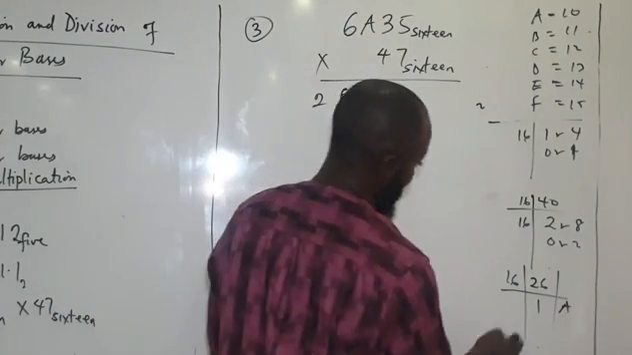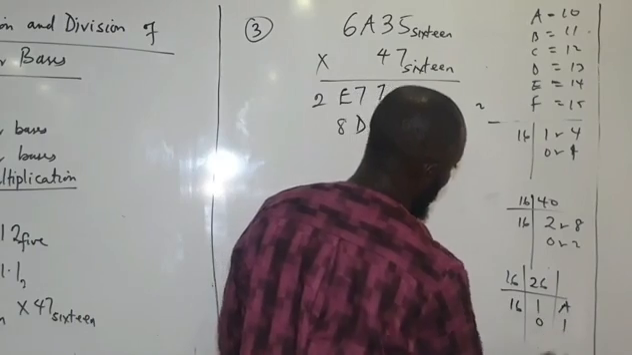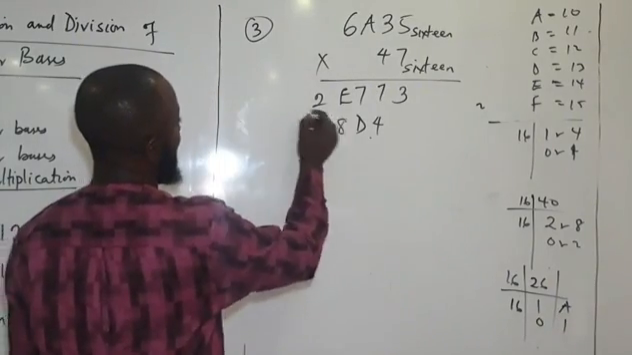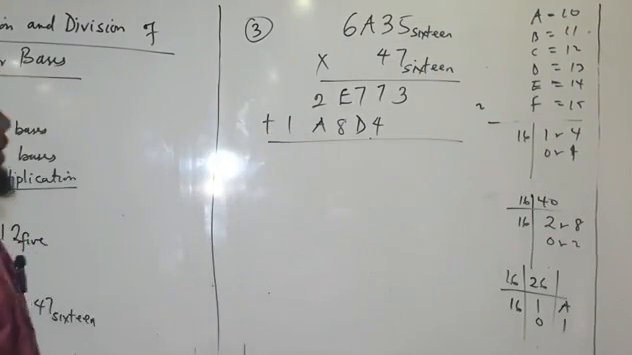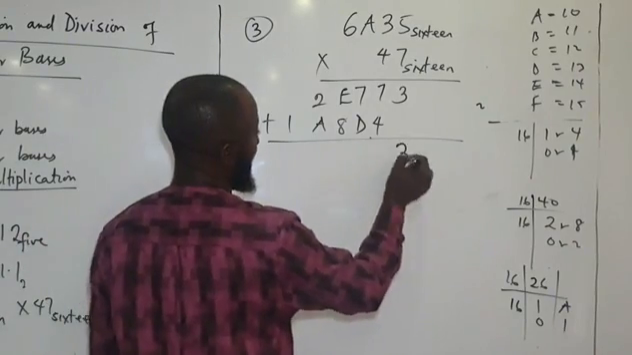Remainder 8, that is 10. Then 16 here, 0 remainder 1. So that is A, then 1. And we now add them together here. Add them together. So this will give us 3.